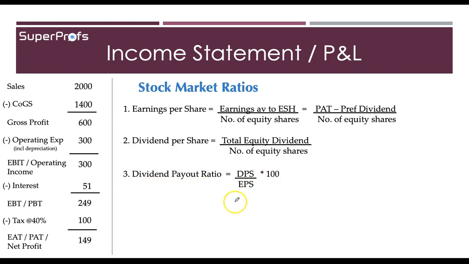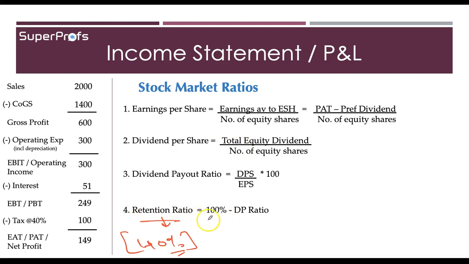The other thing which naturally comes down is the retention ratio. The retention ratio will obviously be 40%, the amount that you are retaining in the company from the earnings available. This can be calculated by subtracting the dividend payout ratio from 100. So 100 minus 60 will give you 40%, which was the retained earnings.